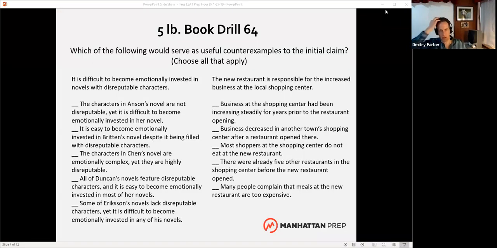So let's put this up. So here is a couple of items from one of our drills about counterexamples. Let me explain what this drill is asking about, just to give you a little context. And then you can let me know whenever you're ready to talk about it.